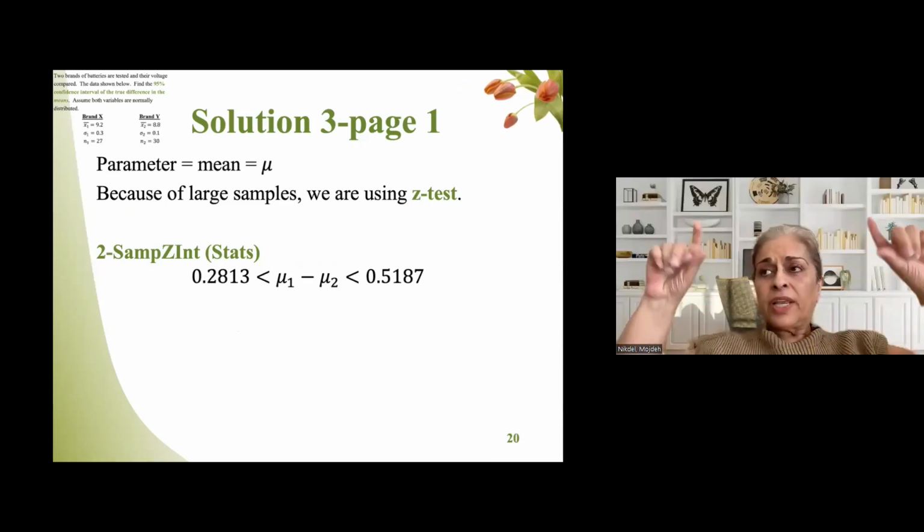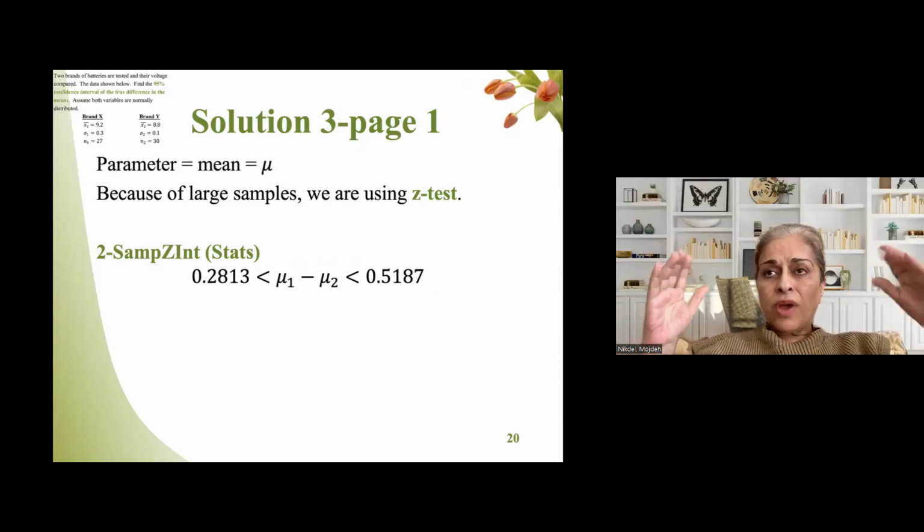So the first line inside the parentheses, you have parentheses and two numbers, that's your interval. Put the first number on the left side, and put the second number on the right side.